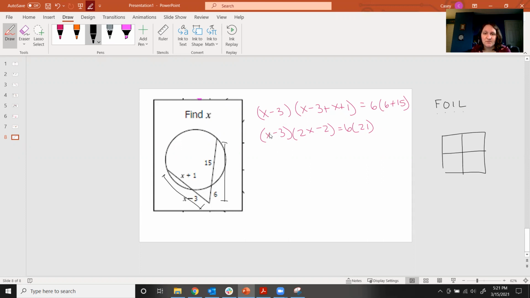What we're essentially doing is multiplying x and 2x together, so we get 2x squared. We're multiplying x and negative 2 together, negative 3 and 2x together, and negative 3 and negative 2. Whichever way you multiply these, we're going to get the same result, whether you used FOIL, the box method, or some other method. And 6 times 21 is 126. We're going to combine our like terms here.